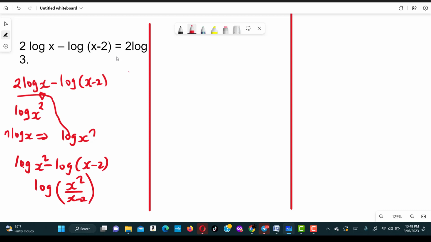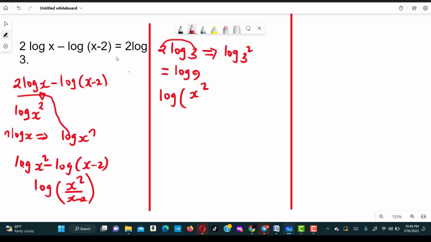Let's come to the right hand side. In the right hand side, we have 2 log 3. We can use the power rule now to simplify. So this will be the same as log 3 squared, which will simplify to log 9. Our equation will be now log of x squared over x minus 2 is equivalent to log of 9.